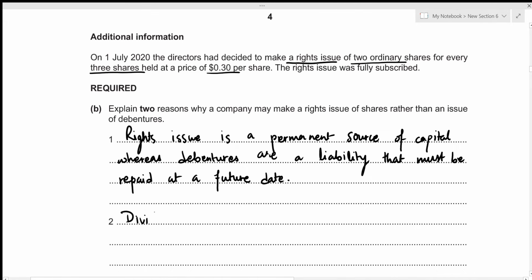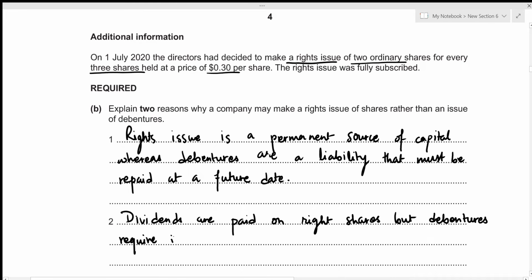Dividends are paid on right shares, but debentures require interest payments that reduce profit.